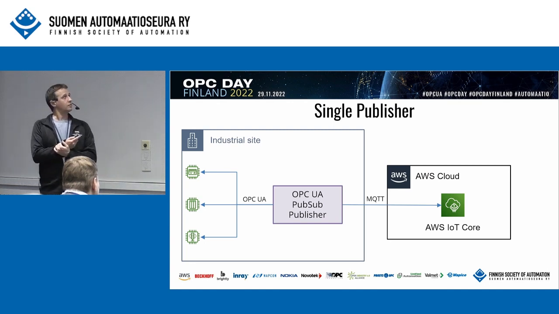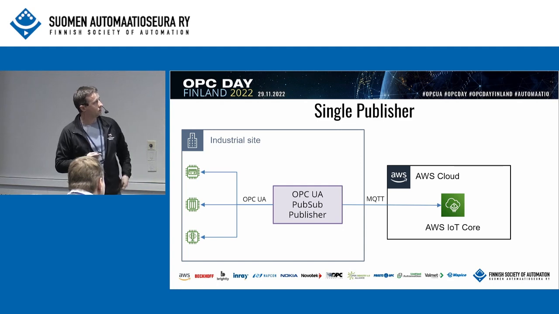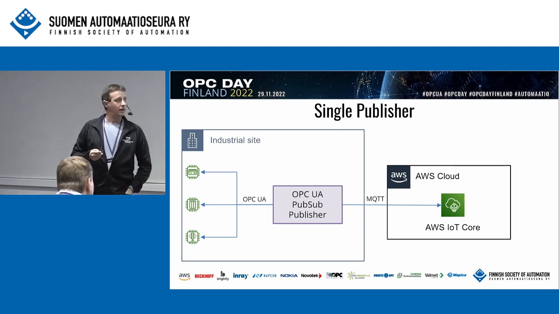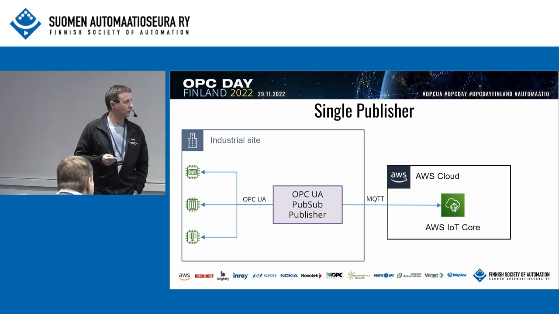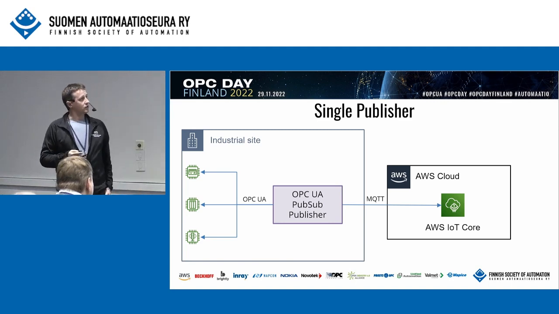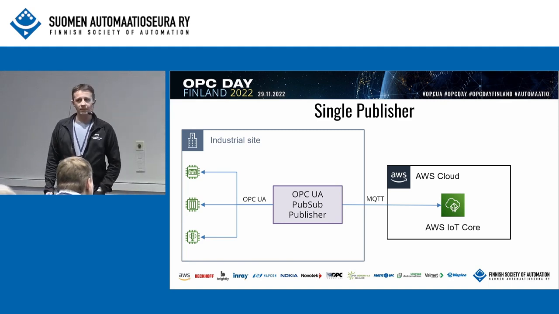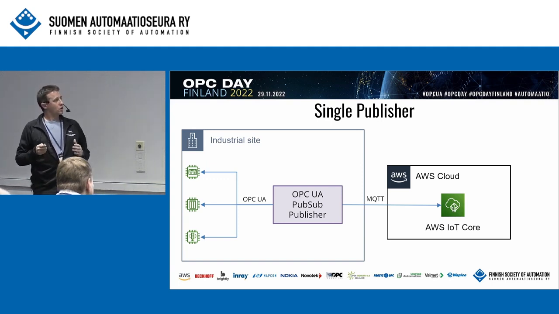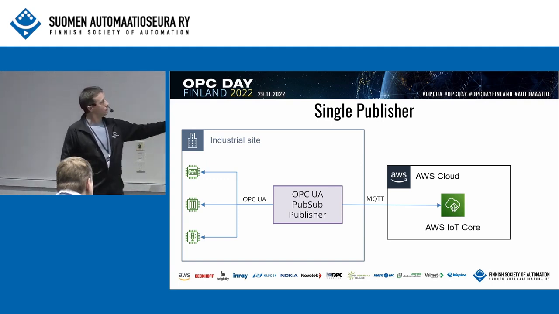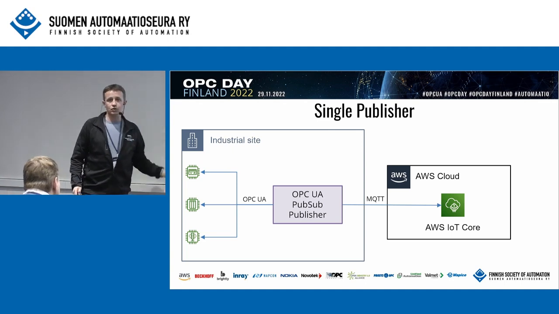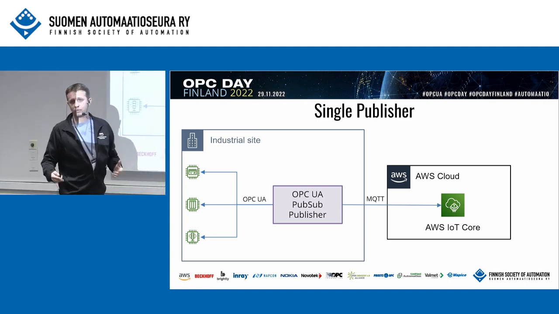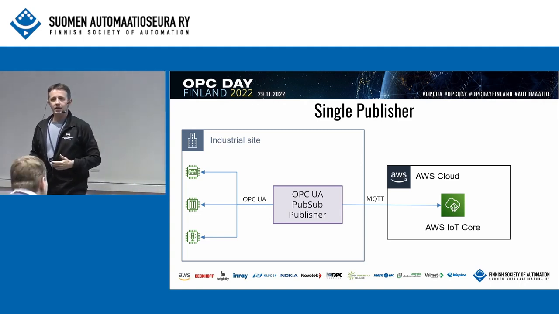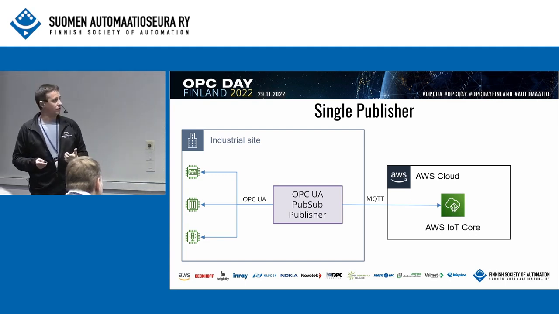It looks like this. I have on your industrial side one OPC PubSub publisher, an agent that is running somewhere on an edge machine, on a virtual VM or whatever on site, taking data from various different kinds of OPC servers and sending it up to the cloud. Now, this works well, but imagine that we have thousands of these OPC sources. Having a single publisher process that takes this data and pushes it up might not be the most scalable way of doing it.